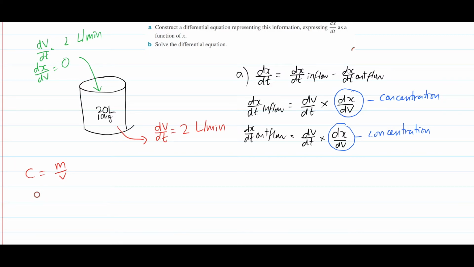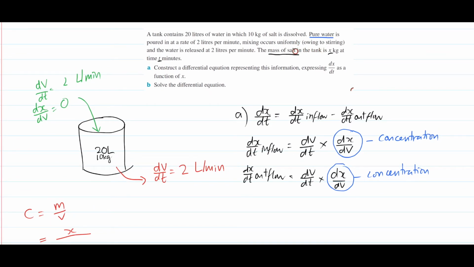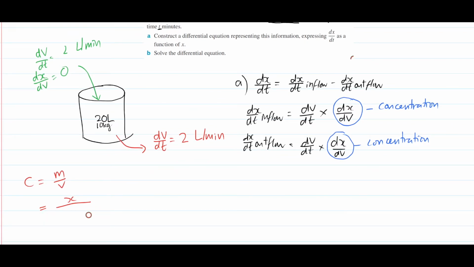And in this case, C is your dx/dV, as we've mentioned. C is concentration, or dx/dV is concentration. And your mass is just x, so that's the amount of salt. So x is the mass of salt, that's it. Leave it there. At any time, at any outflow, mass is always x. It's just x. Okay, but what about the volume aspect?